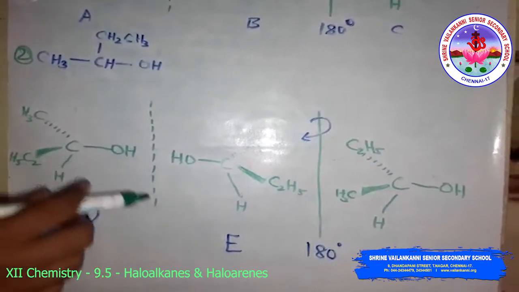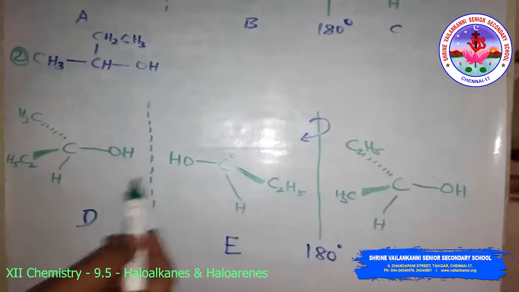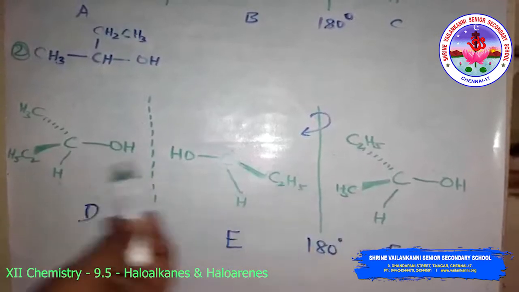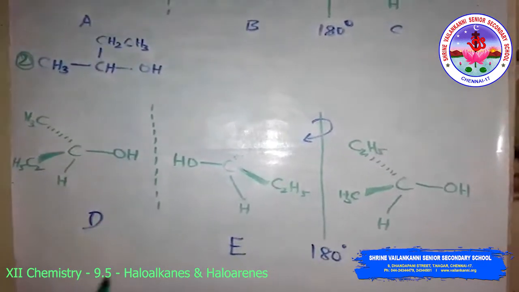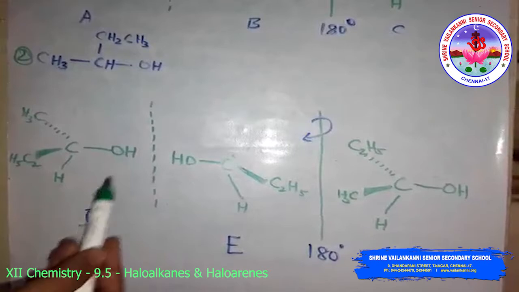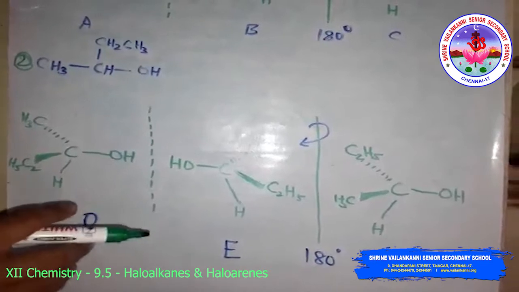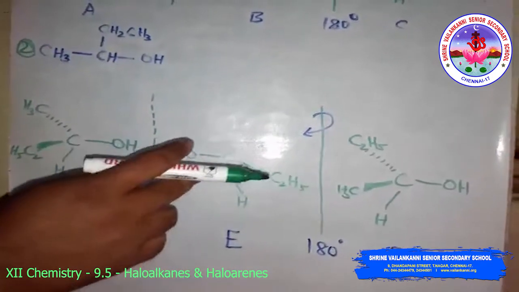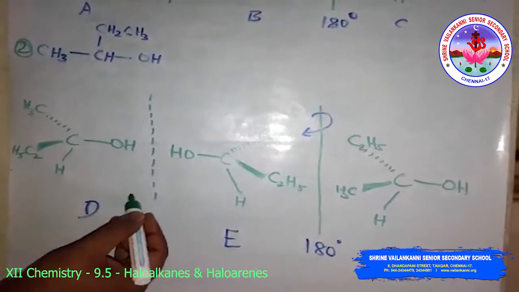So stereoisomers related to each other as non-superimposable mirror images are called enantiomers. I repeat, stereoisomers related to each other as non-superimposable mirror images are called enantiomer compounds. The enantiomers possess identical physical properties, namely melting point, boiling point, refractive index, like this. They only differ with respect to the rotation of plane polarized light. One of the enantiomers is dextrorotatory, the other will be levorotatory. Suppose this is dextrorotation, then this will be levorotation.